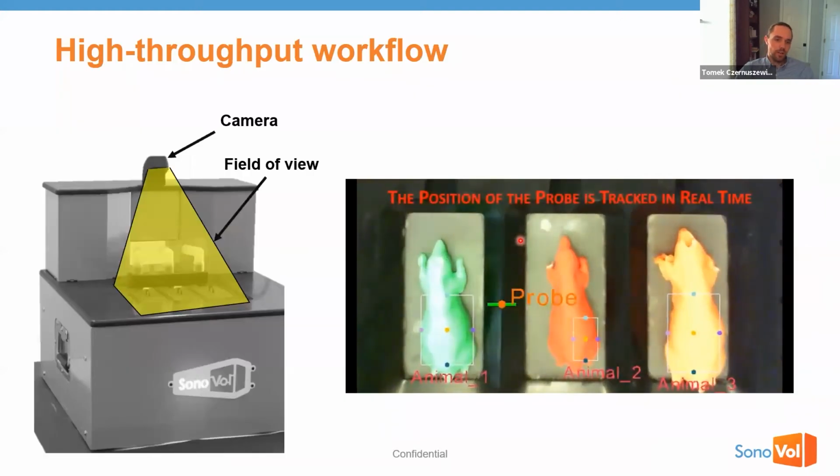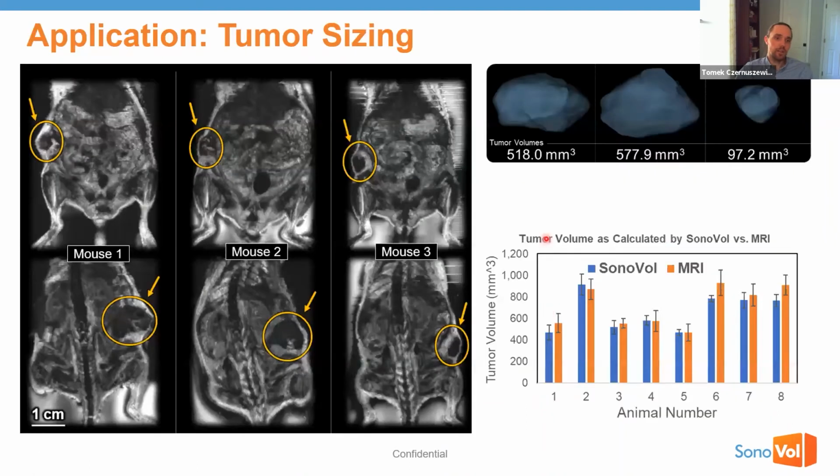The workflow here really happens at a rapid pace. We have a camera that's looking down at the scene, and in the software, we can monitor the position of the probe and define a region over which we want to scan. As soon as the first animal is done, the probe will move on to the second animal. And the first one could already be woken up from anesthesia and taken off of the pad if no more imaging modes want to be captured.